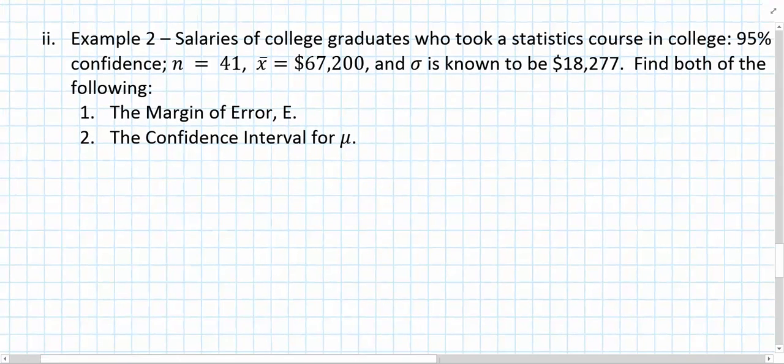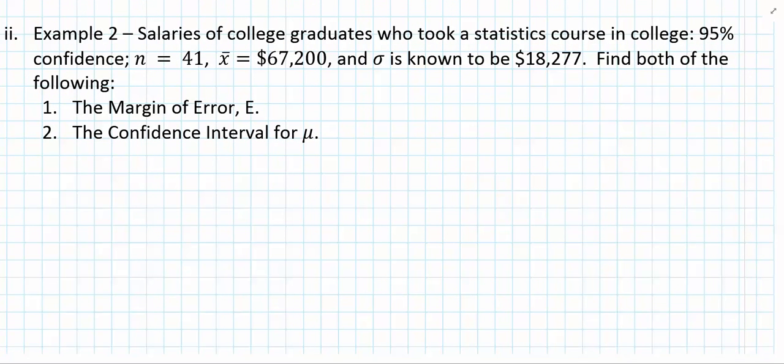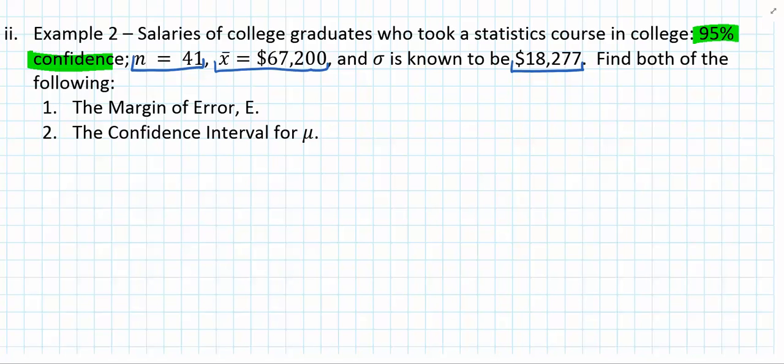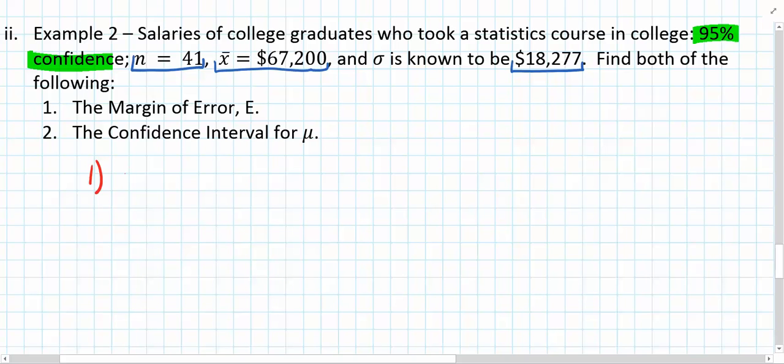In this example, the salaries of college graduates who took a statistics course in college, let's suppose we're looking for a 95% confidence interval with a sample size of 41 individuals whose average salary was $67,200, and the standard deviation for the population is known to be 18,277. Let's find both of the following, the margin of error and the confidence interval.